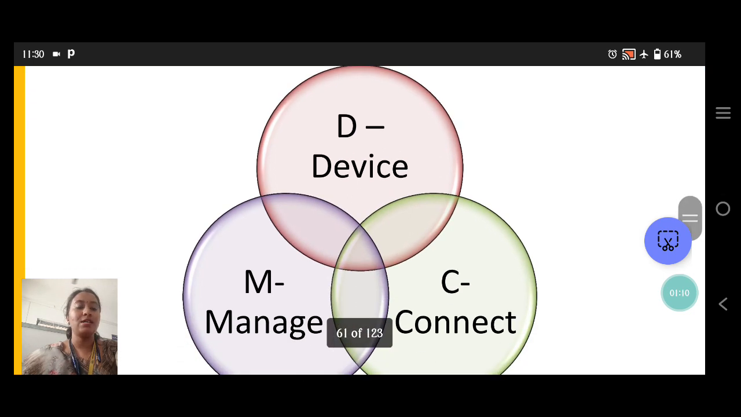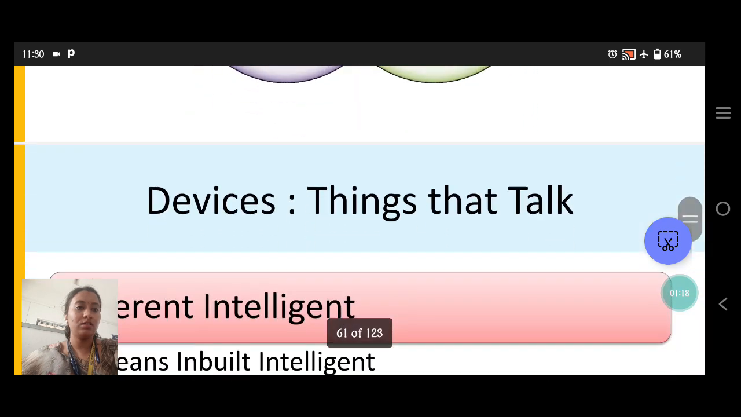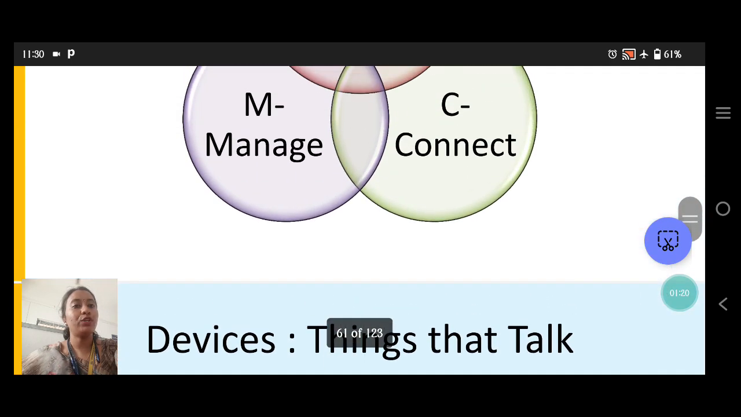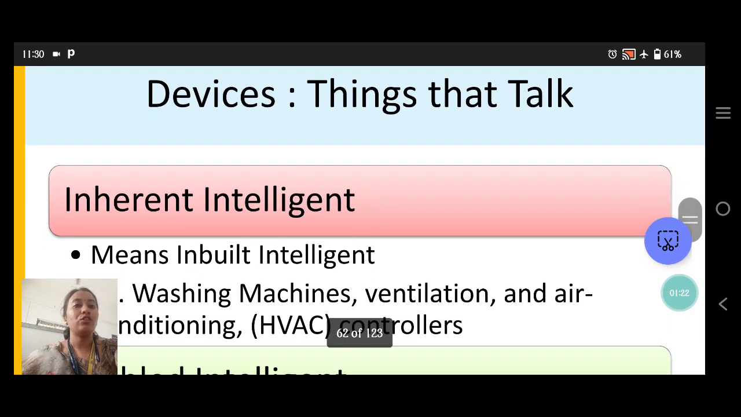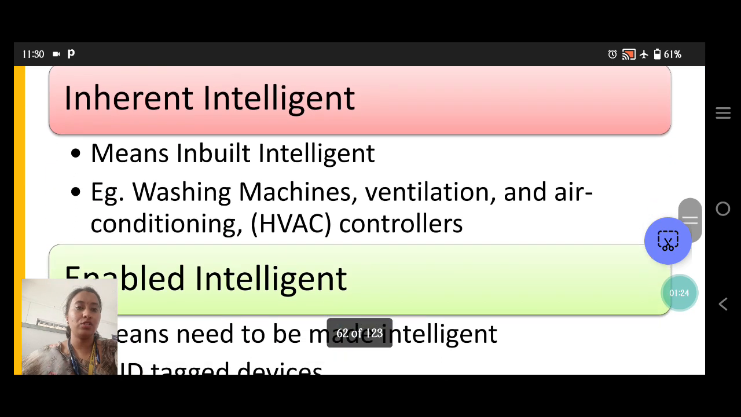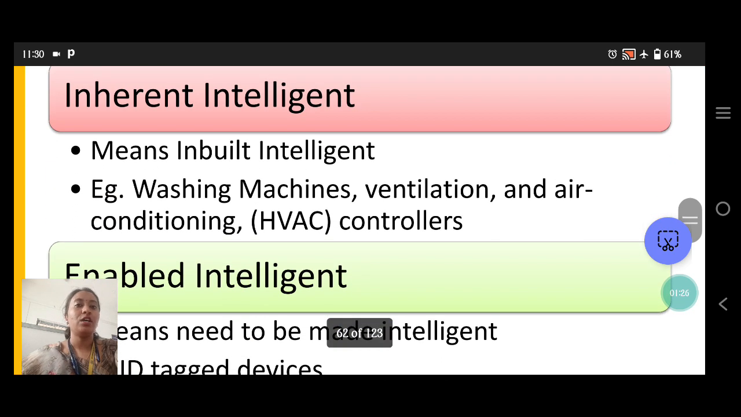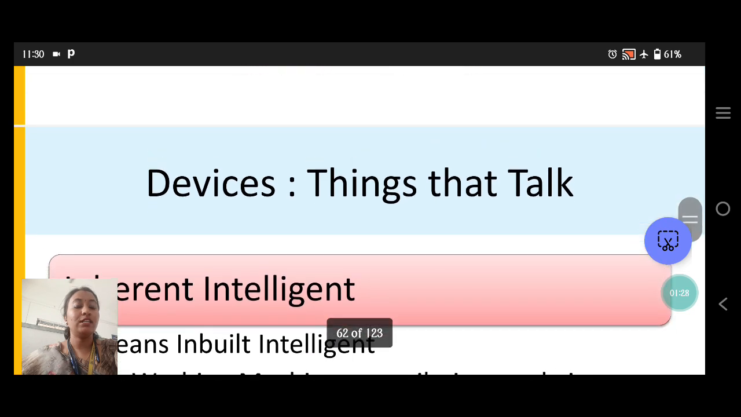That is DCM, device connect and manage. First, take a device, connect it, and start managing it. This is the way that we handle a device. What we do with a device is things that talk. Inherent intelligence means inbuilt intelligence. What is a device?